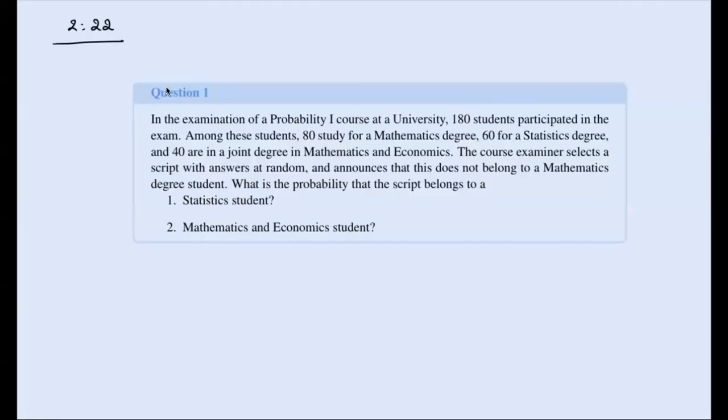If you are wondering, the 40 students are in a joint degree. It is not part of the 80 students that are in only math.